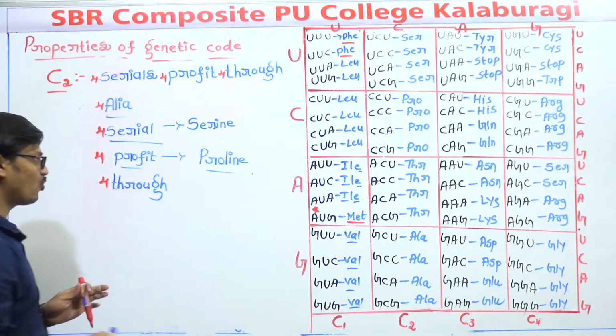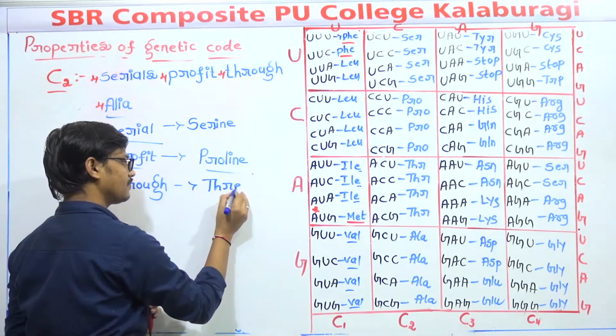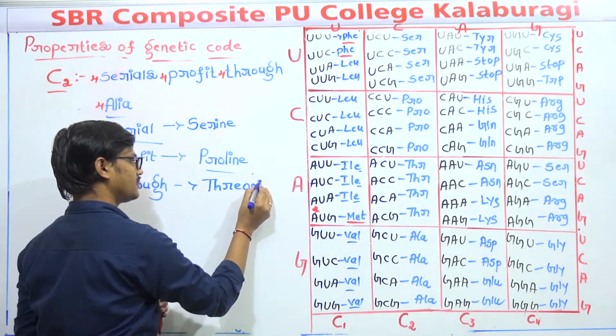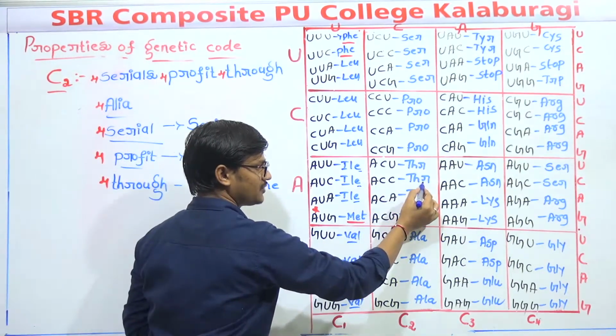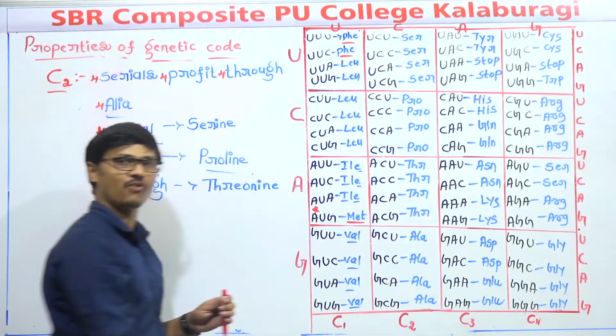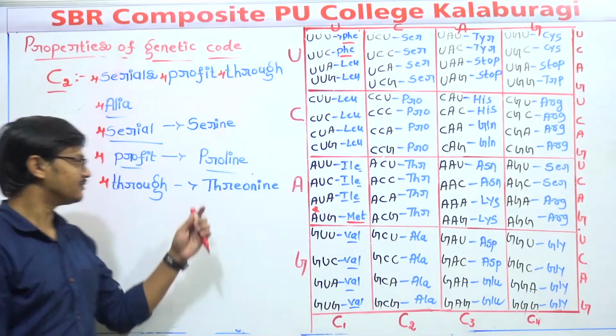Right, again 4. Here true means threonine. See here, threonine: 1, 2, 3, and 4. So how many codons are there for threonine? 4.